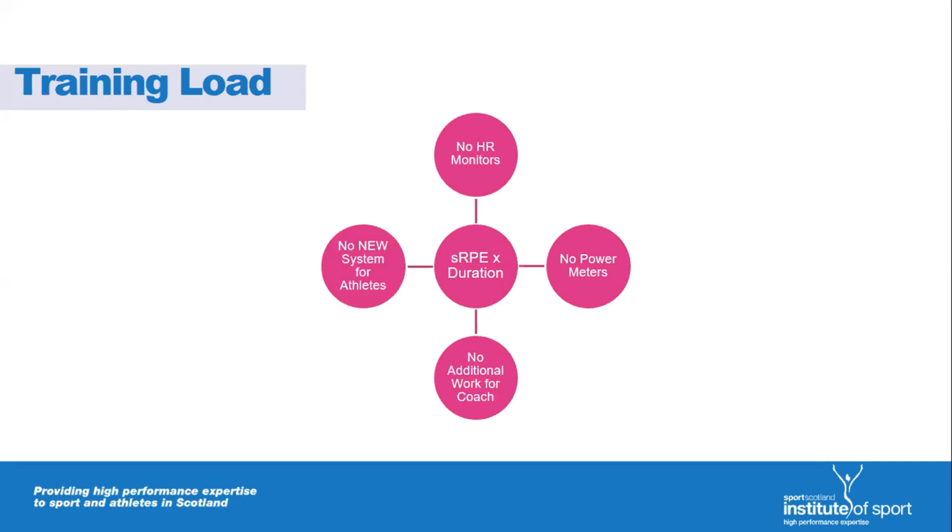And it was also no new system for the athletes. So all the athletes had Training Peaks accounts already. They were all familiar with it. I wasn't trying to set up a new system, and I wasn't trying to ask them to log into anything new or do anything different. It was really just asking them to rate the sessions on a scale of 1 to 10 in the comments box initially, before the RPE feature came into Training Peaks.